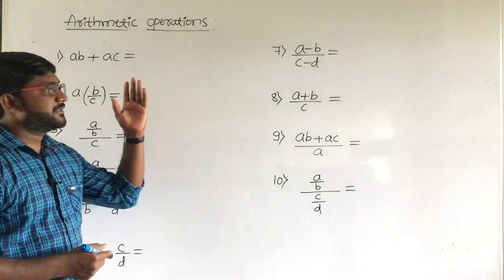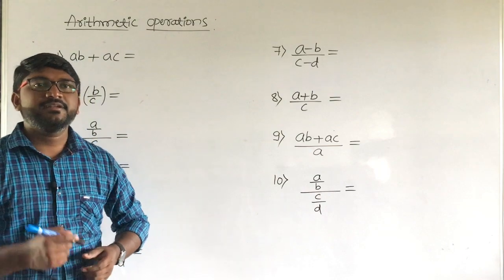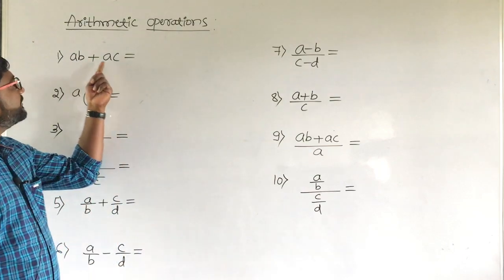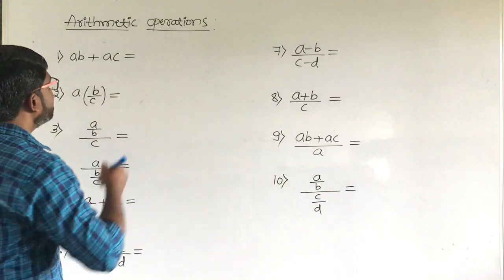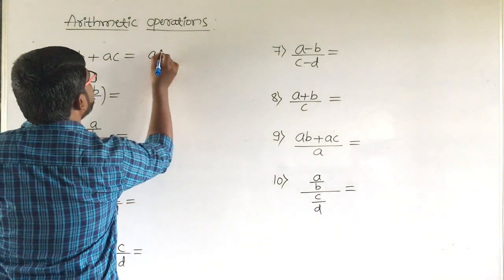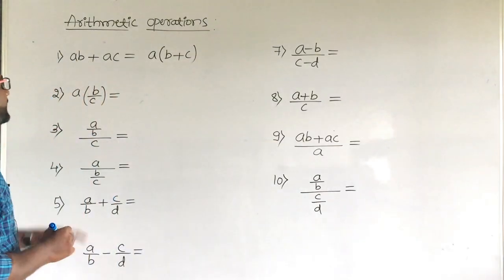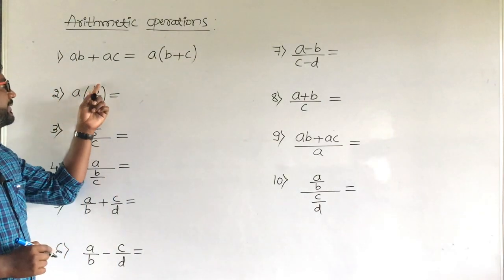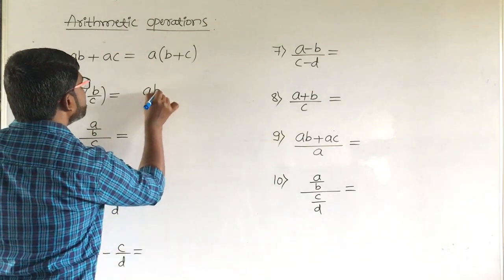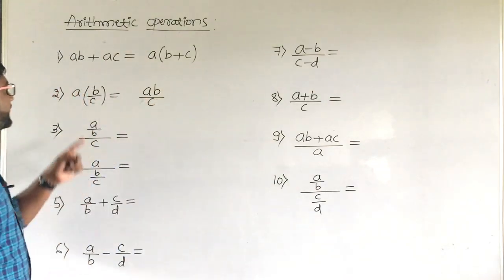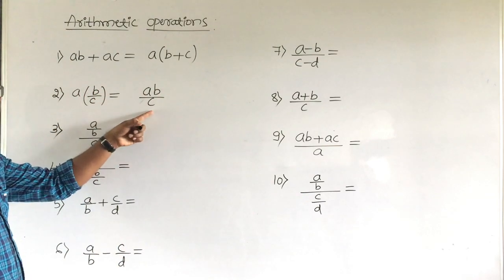Next we are going to discuss about arithmetic operations. So here I have taken the general cases. AB plus AC. In these two we have A common. So this can be written as A into the bracket B plus C. So now see here, A into B by C. So this can be written as AB by C. So here A will be multiplied with the B and then we get AB divided by C.